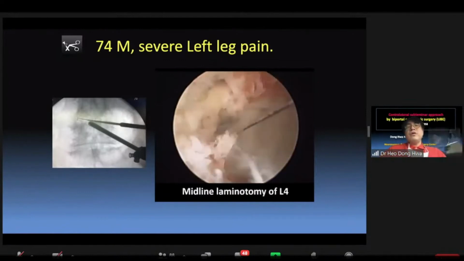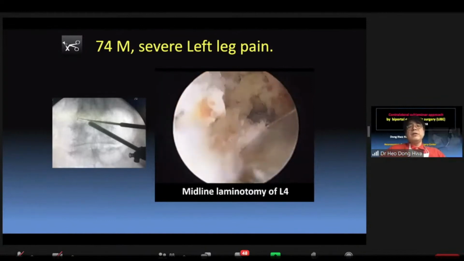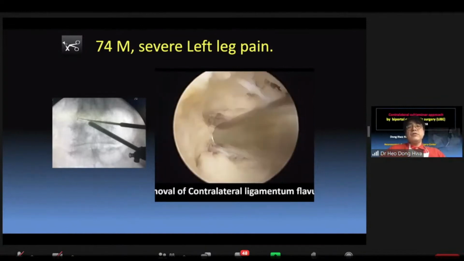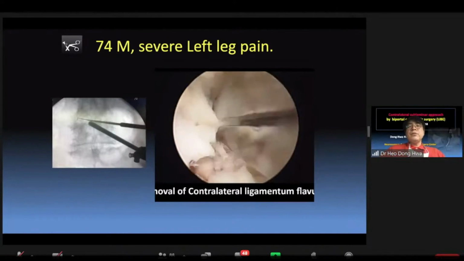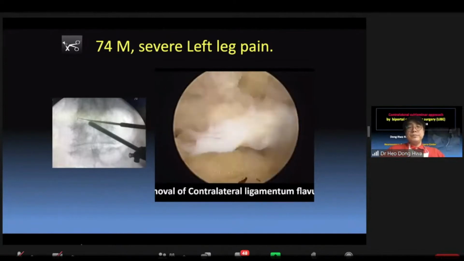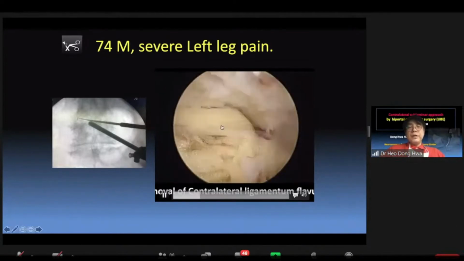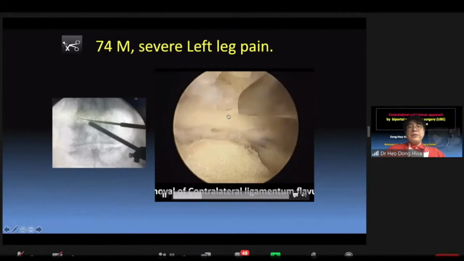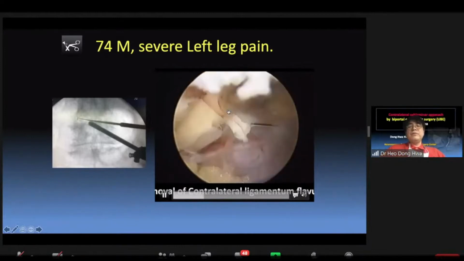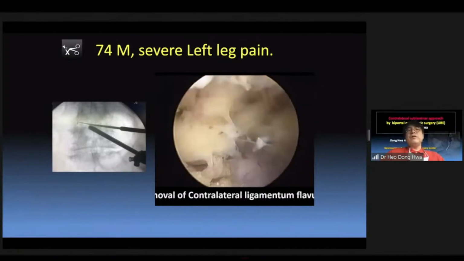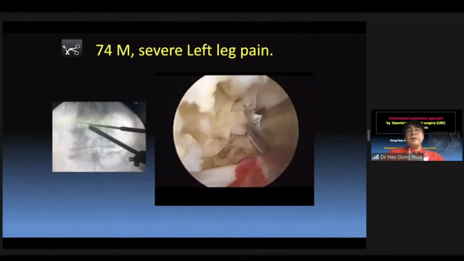right to left approach, and you can see the middle portion of the ligamentum flavum. This is the contralateral ligamentum flavum. Now I remove the contralateral ligamentum flavum, left side.